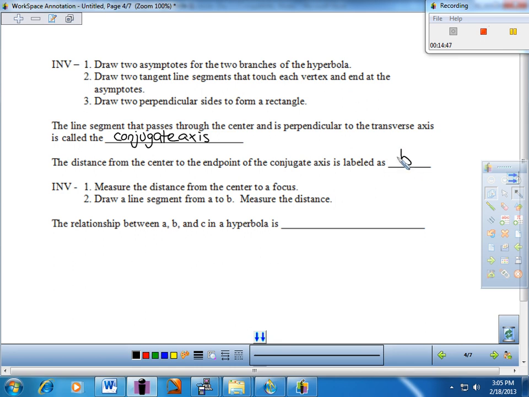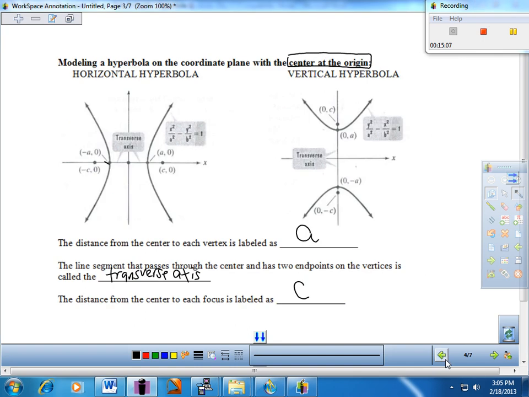Now, if you remember in an ellipse, we talked about the vertices and the covertices. Unfortunately, in the hyperbola, we don't have such a nice name like covertices or something like that. So we're just going to talk about it as endpoints on the conjugate axis. Not pleasant, but hey, it is what it is. All right, let's go on back.